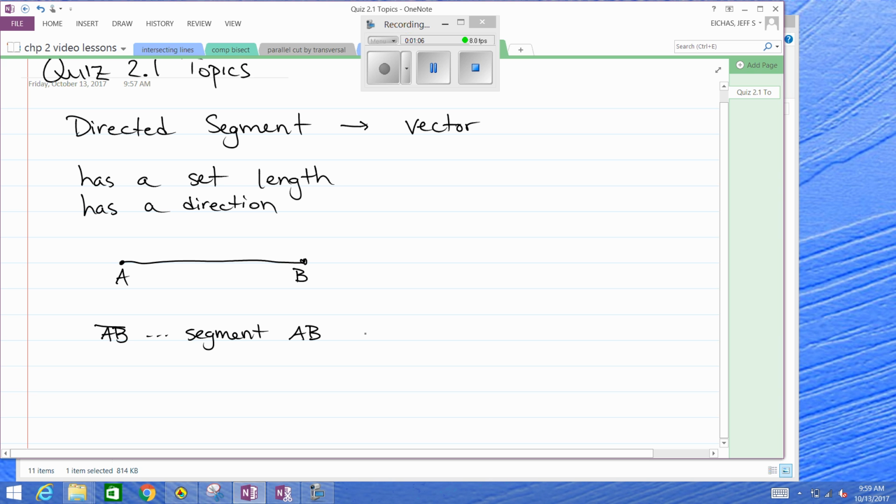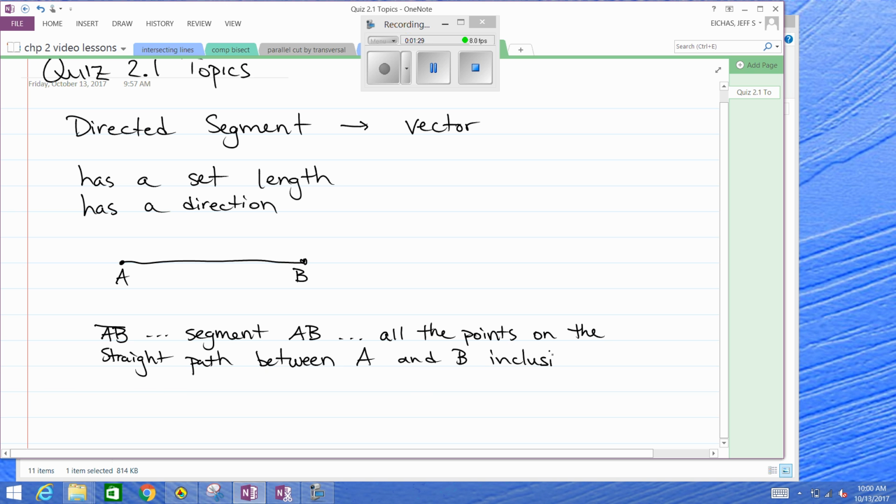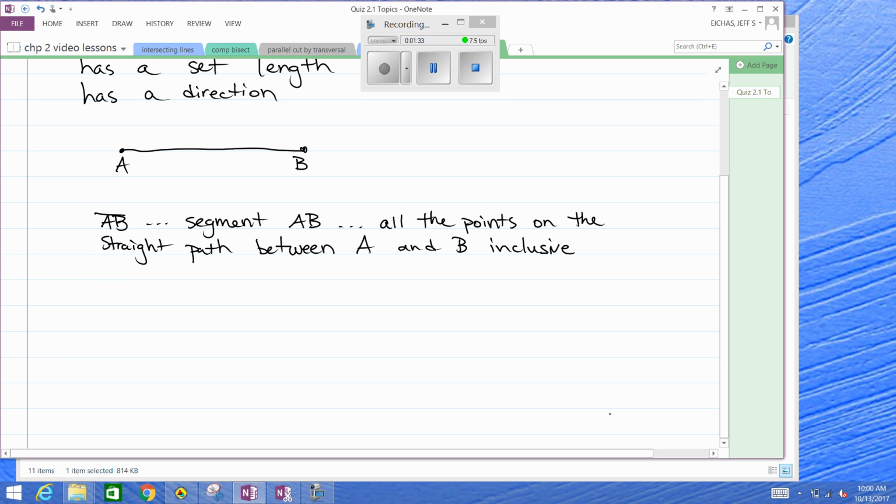Okay? What I try to teach students as well is it's all the points on the straight path between A and B and inclusive. Inclusive simply means you include those endpoints. Now, it's all the points.